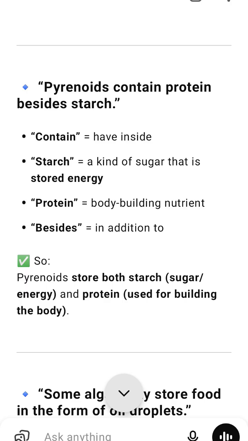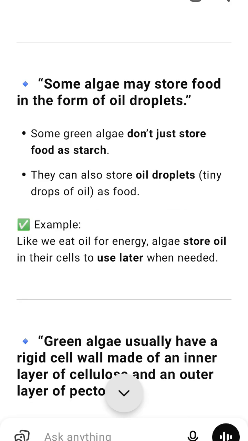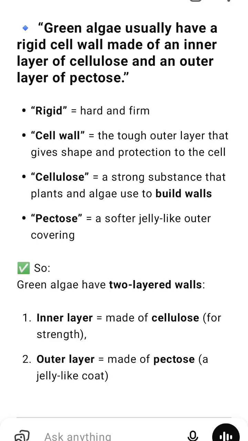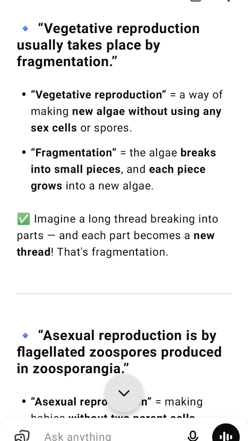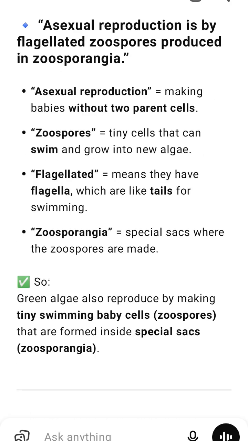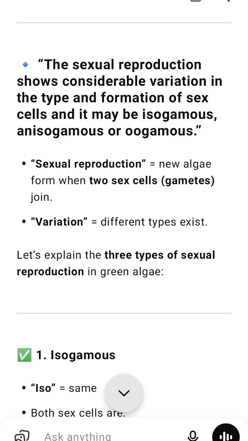Chloroplasts can have different shapes, like disc-shaped, plate-like, net-like, cup-shaped, spiral, or ribbon-shaped. Inside these chloroplasts are tiny food storage areas called pyrenoids. Pyrenoids store starch, a type of sugar, and protein. Some algae also store food as oil droplets. 4. Cell wall. The cell wall of green algae has 2 layers. Inner layer made of cellulose, hard and strong. Outer layer made of pectose, jelly-like. This protects the algae and gives it shape.